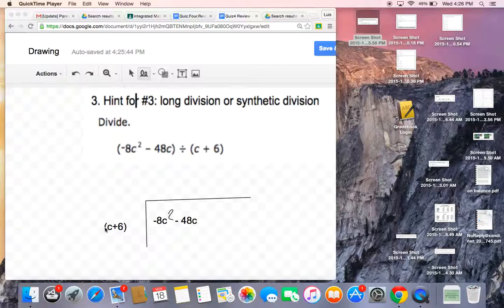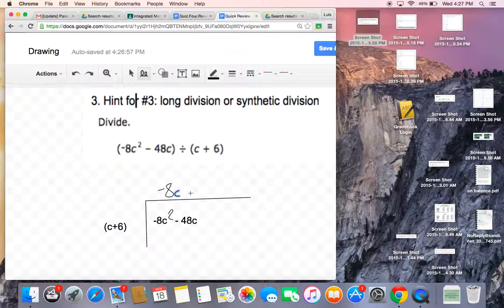Next, I'm going to look at my leading terms, which are c and negative 8c to the second, and I'm going to ask myself, okay, c times what will give me negative 8c to the second? And I know that that quantity is going to be negative 8c, right? Because if I multiply negative 8c times c, I get negative 8c squared.